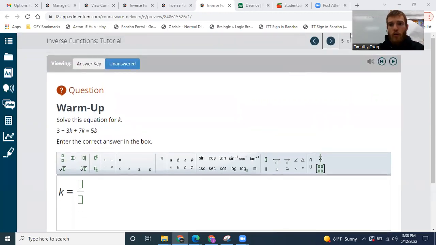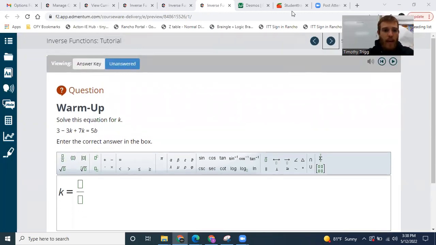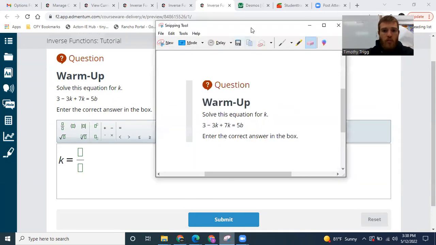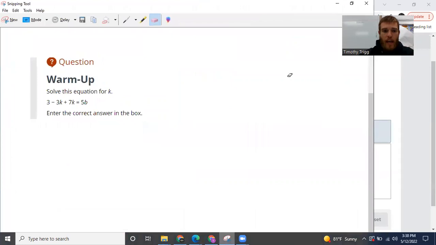So if you're on the tutorial, go ahead and move to page 5 and let's go ahead and answer this warm-up. This is going to be a key thing when it comes to the rest of this lesson: solving equations in general. Here we're trying to solve this equation for k. What I want you to notice is that this equation has k and b in it, but we're just trying to get k by itself. Whatever we're trying to solve for, in this case, k.